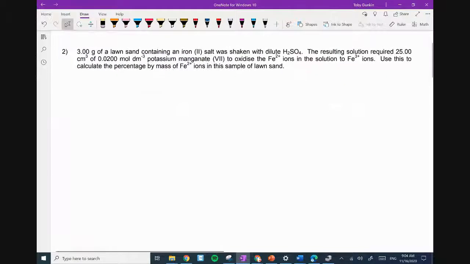Okay, so this flags up as redox titrations because we're seeing iron 2 and permanganate in the single question. An iron 2 salt, which is in lawn sand, is being titrated against potassium permanganate. It's nice to remember our color changes as well. So the first step in any redox titration is to write down your half equations. The oxidizing agent in this case is potassium permanganate, and the permanganate is going to go to an Mn2+ ion.